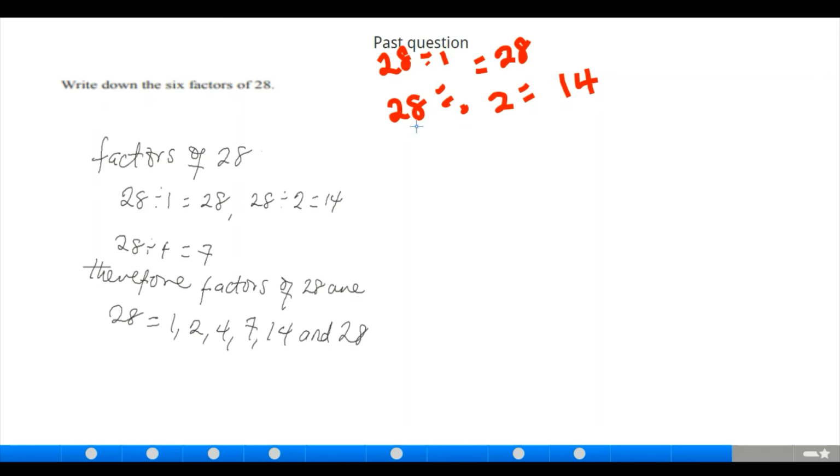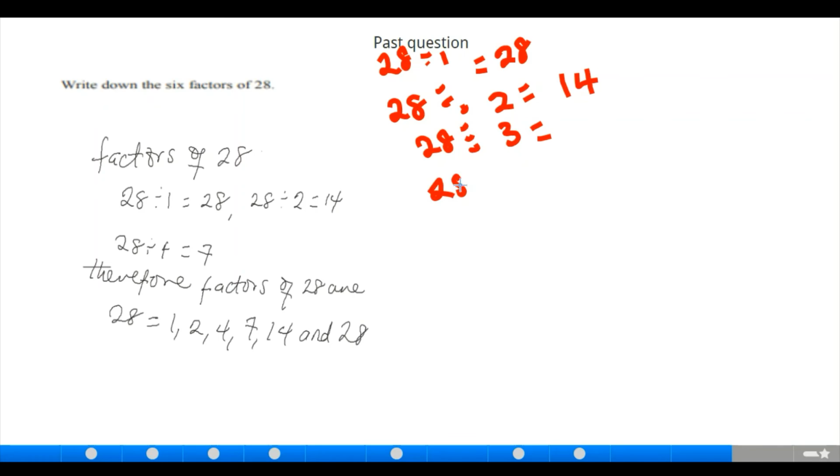Now let's look at another one that we have here. 28 divided by 3. Let's try it and see if it's going to leave a remainder or not. 3 can go into 8 how many times? 3 cannot even go into 2. So that implies that 3 is not a factor of what? It's not a factor of 28.